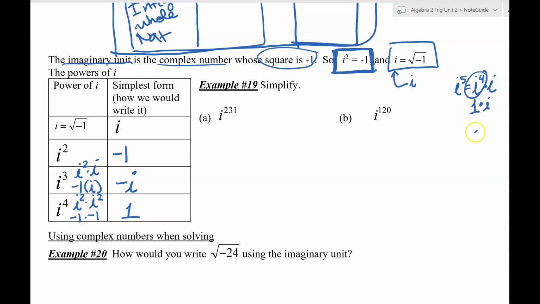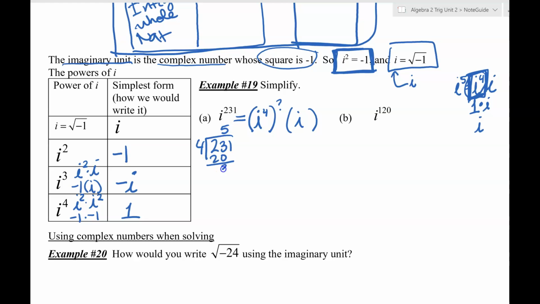1 times anything just becomes that other amount that we were multiplying times 1. So we can use that idea here. Really, our goal is going to be how many i to the fourths do we have? So when you see other powers of i, there's some ridiculous ones here like 231 and 120. You're really asking yourself, how many i to the fourths are here? And then is there anything else besides that that's a power of i? So I would take 231 and divide it by 4 to see how many 4s go into there.